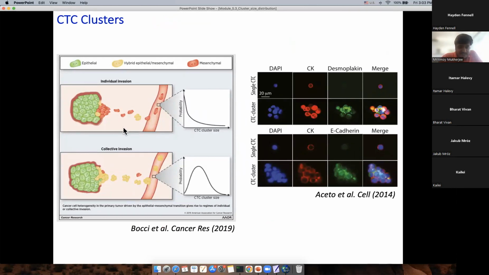So for the CTC clusters, now you can imagine two kinds of scenario. This is a cartoon of an epithelial tumor. The cell can release as a single cell or as a cluster. If there is a probability of getting more single cells as CTCs, you will find this kind of probability distribution, or if you find more cluster kind of dissemination, then you will find this kind of probability distribution.